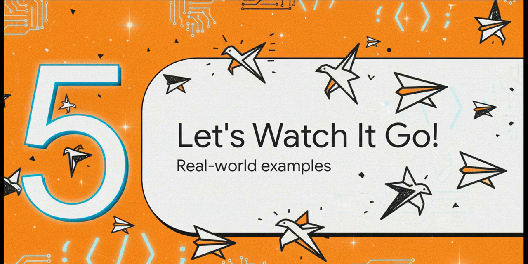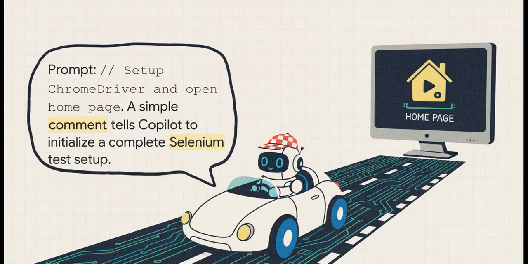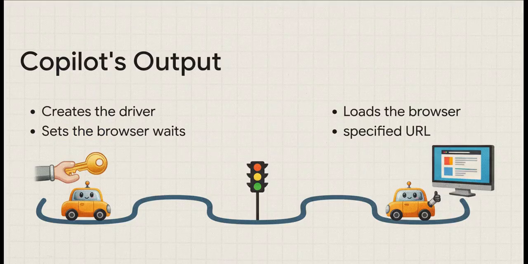Let's watch it go. So for our first example, let's pretend we made a game on a website, and we need to test it. We give our helper this note. We're basically telling it, hey, I need you to drive a little robot car over to my game's webpage. And look at that. Copilot gets right to work. It makes a little action plan.